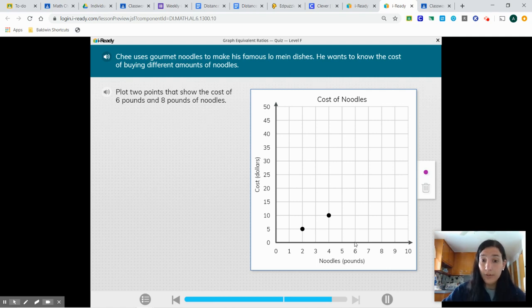What we can also do is think of the ratio. So 5 over 2 compared to blank over 6. So to get from 2 to 6, we multiply by 3. So to get our y number, we're going to do 5 times 3, which will give us 15. So our point is 6, 15. Now we want to do the same thing for 8 pounds. So remember, to go from 2 to 8, we multiply by 4. So we want to do 5 times 4 to give us 20. So it will be 8, 20.